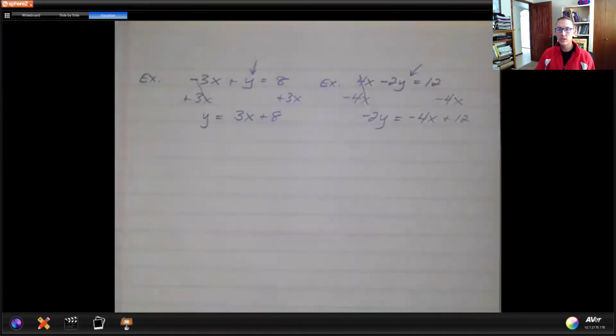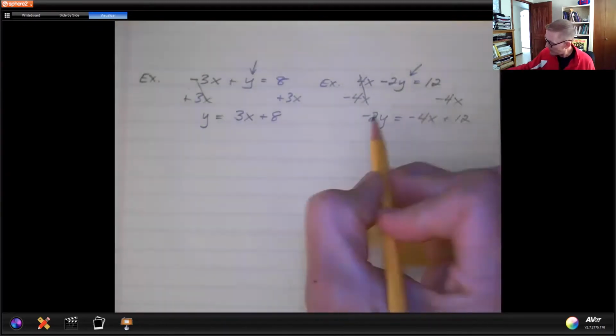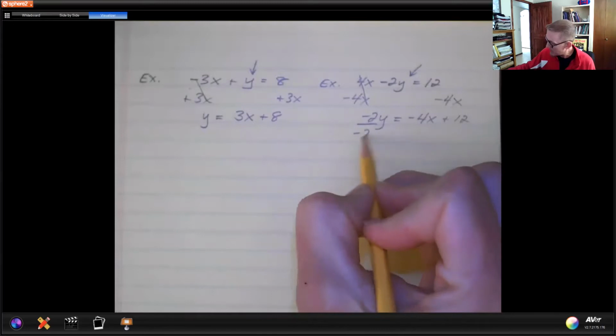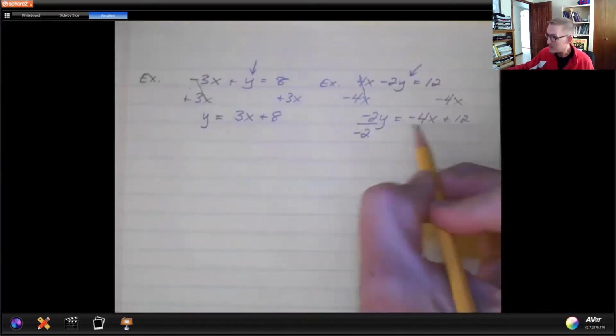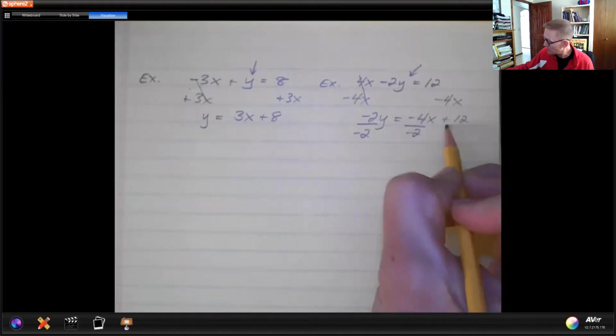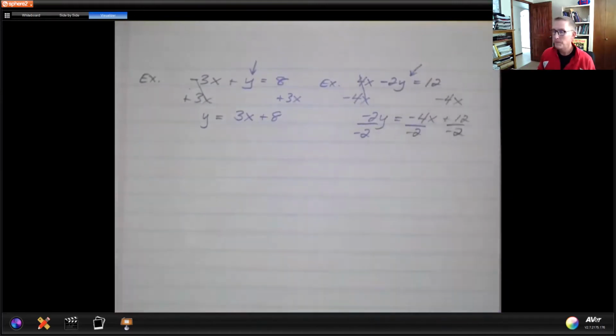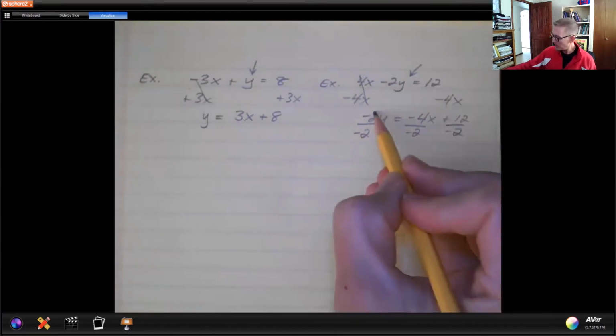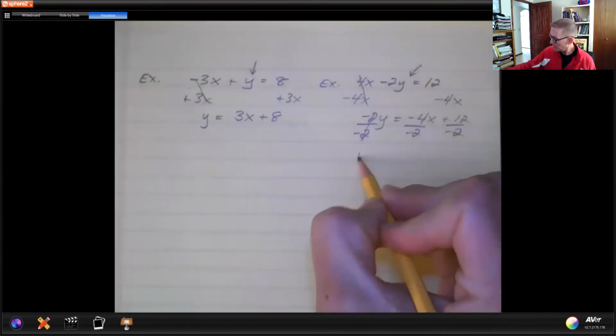Remember, my goal is to get the letter y alone. So I have another step here, which is to divide. But in this case, I'm going to divide by negative 2. And if I divide this by negative 2, I have to divide everything else in the equation by negative 2. Pay very close attention to your integers. The negative 2's cancel out.